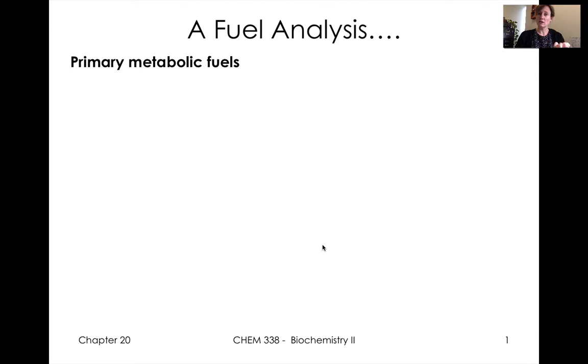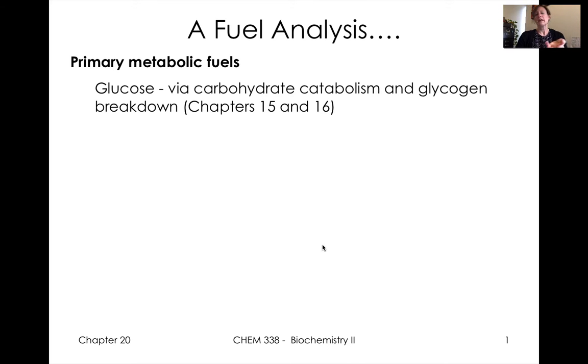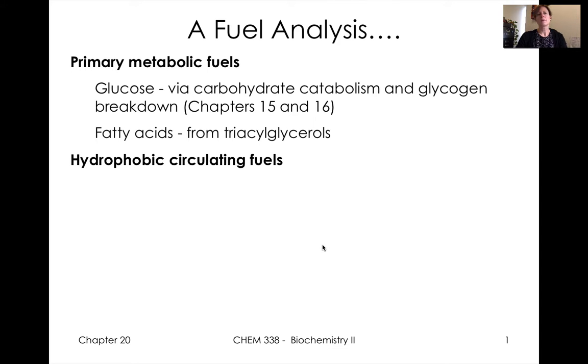We've talked about carbohydrates and we've talked about lipids. We'll get to proteins in our next chapter. But again, primary metabolic fuels include glucose, and we obtain that via carbohydrate metabolism and then the breakdown of endogenous glycogen. In this chapter, we've talked about fatty acids, derived from triglycerols. Again, we have both endogenous and exogenous sources of those.